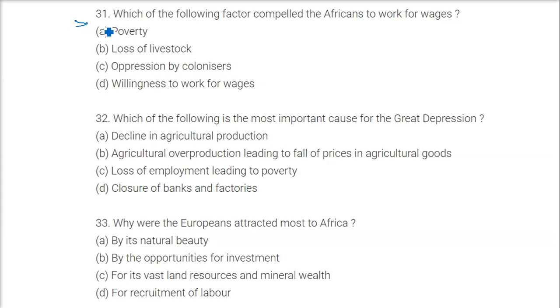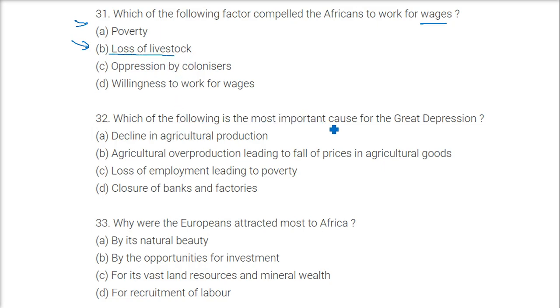Which of the following factor compelled the Africans to work for wages? And this was of course the disease which killed almost 90% of the livestock on which these Africans were dependent. So this is loss of livestock.